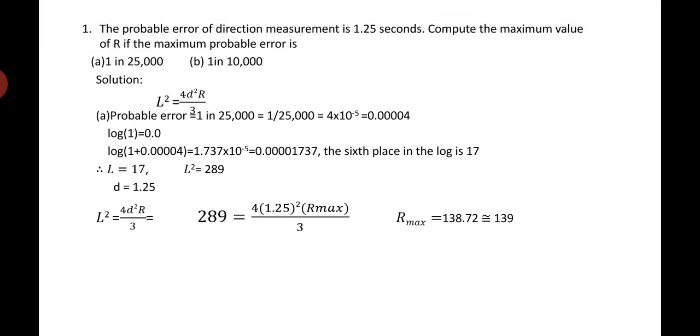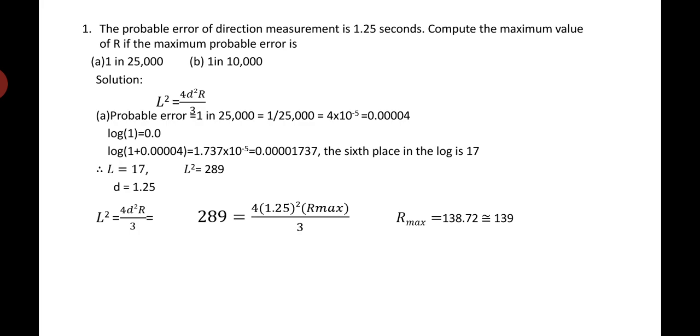Now see, we are going to have one problem here. I'll show you. We'll take a trial, and then we'll go for the further calculation. Now if you take a problem: the probable error of a direct measurement is 1.2 seconds, compute the maximum value of R if the maximum probable error desired is given as 1 in 25,000 and 1 in 10,000. That is the sixth place of logarithm they have given, right? The ratio is given, and we have to find the sixth place of logarithm to get the L value. Once we get the L, the remaining things are quite easy.